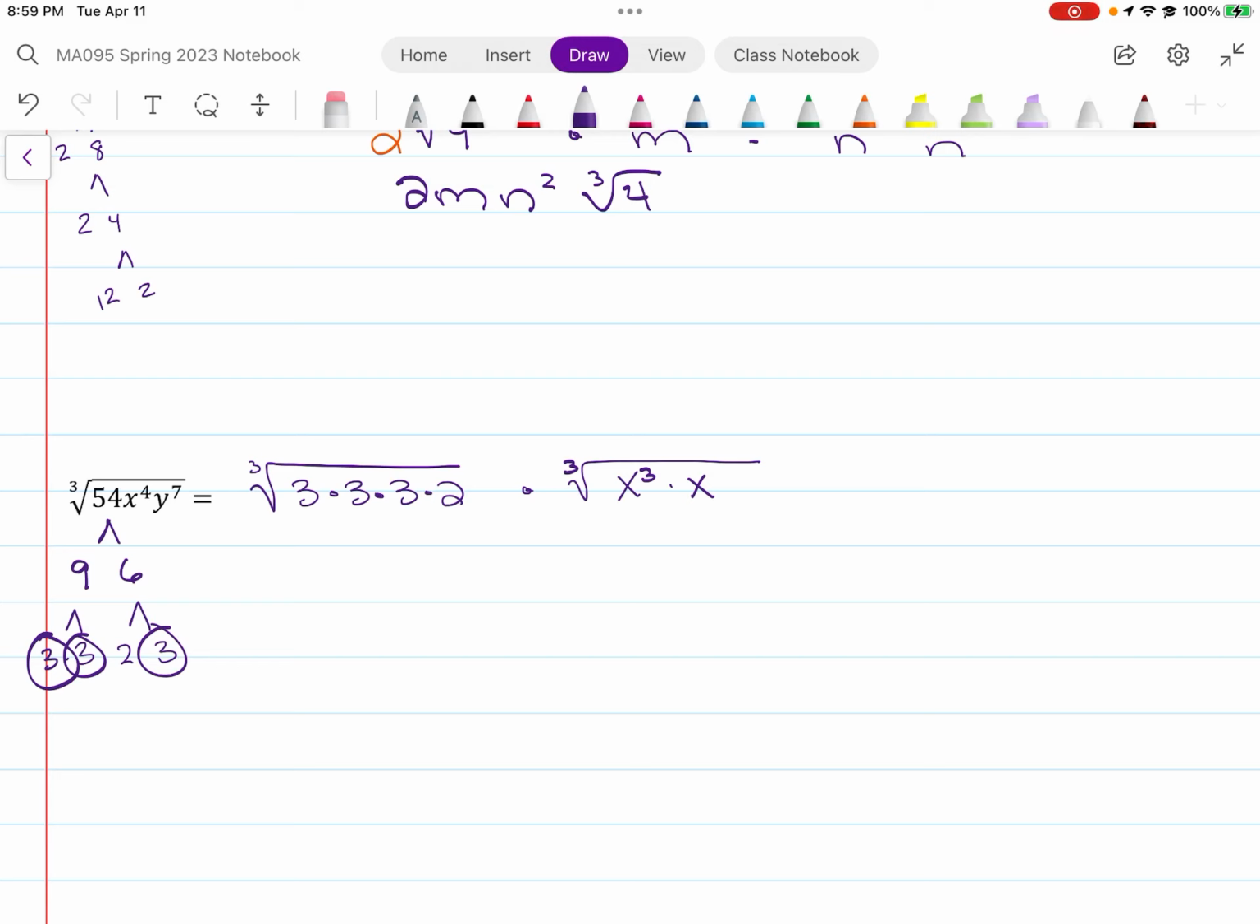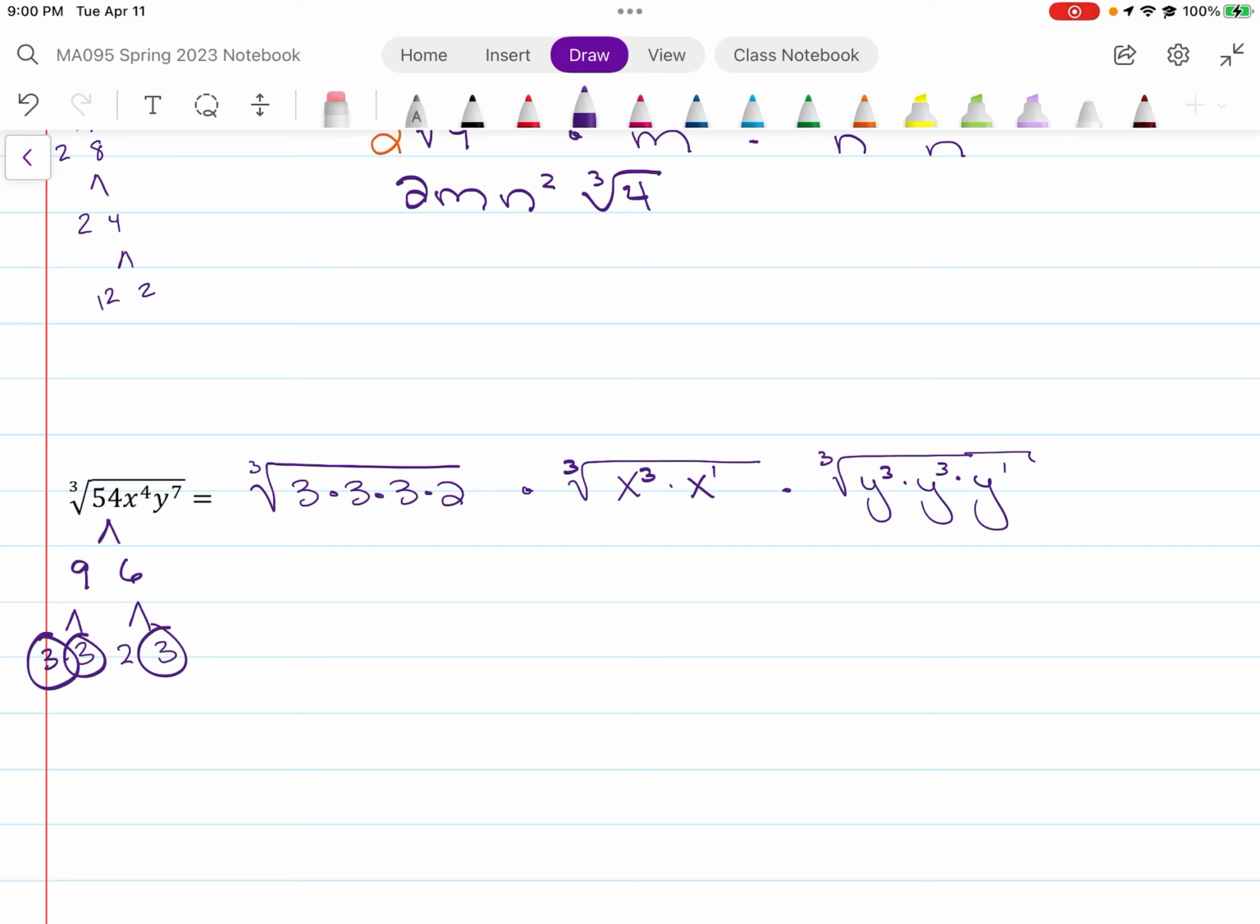So stop and think about it. That's a 1 right there, so that means x to the 4th. All right, let's do the same thing with the y to the 7th. Think about how many sets of 3 come out of the y to the 7th. So we've got y cubed times y cubed times y to the 1. That gives us 7 y's.